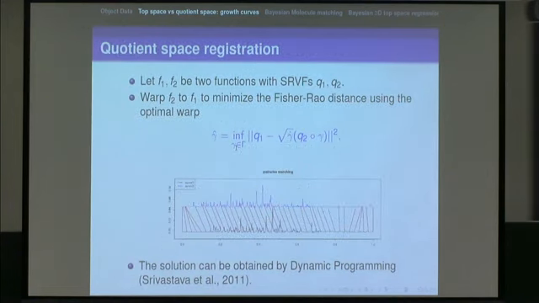If we look at the quotient space registration, so that previously was this top space model, if we look at the quotient space solution, you will try and match them up as close as possible.